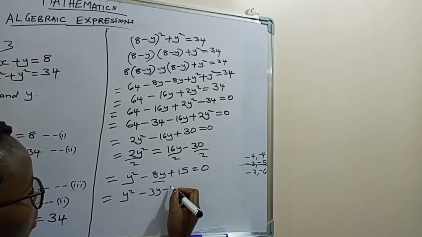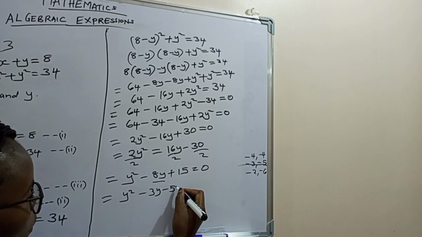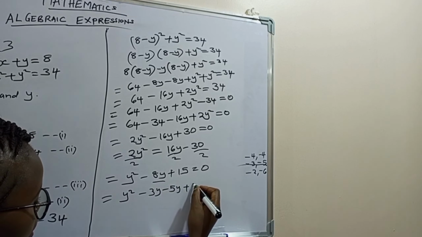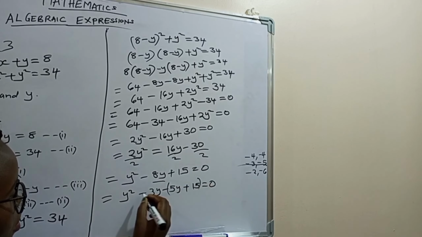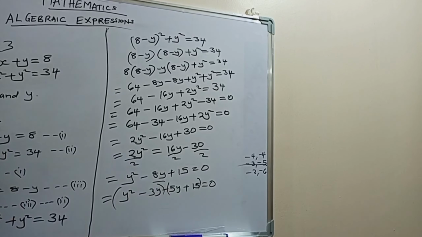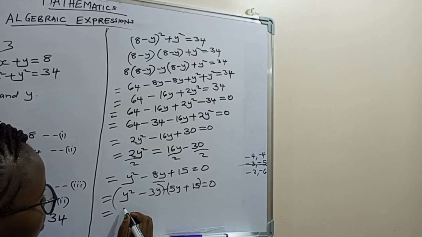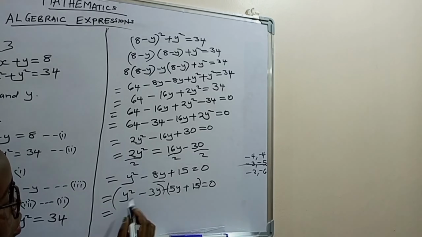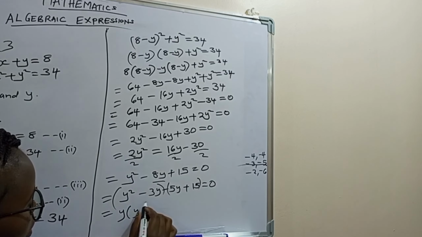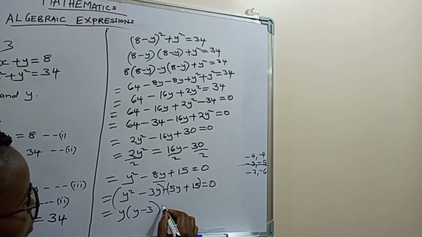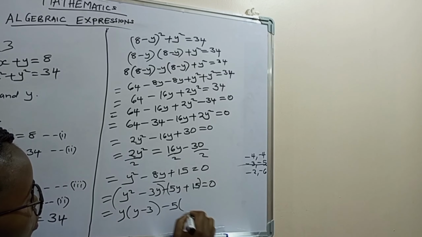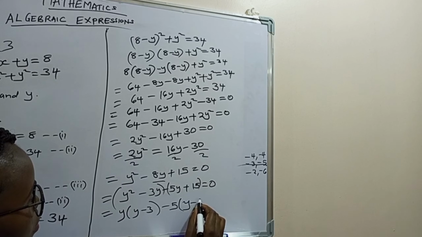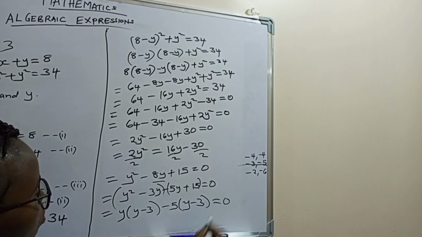3y minus 5y plus 15 is equals to 0. So we want to simplify these two brackets. So here we get what's common in this first bracket is y. So it's y into y minus 3, minus 5 is common. So it's 5 into y minus 3 is equals to 0.